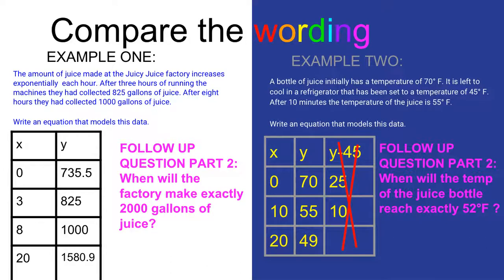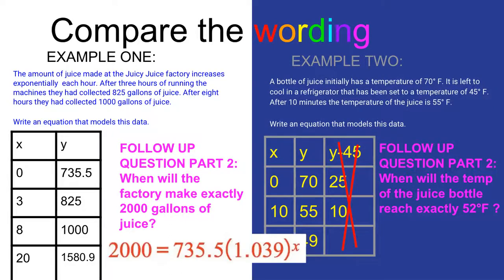Now, follow-up question 2. When will the factory make exactly 2,000 gallons? That means when is this going to grow to 2,000? How many hours is it going to be over here? Well, clearly I can see it's going to take more than 20 hours for that to happen. Over here, when will the temp of the juice bottle reach exactly 52 degrees? Well, I know the answer is somewhere between 10 and 20. I just have to solve for it and figure it out somewhere in here. So let's take a look.